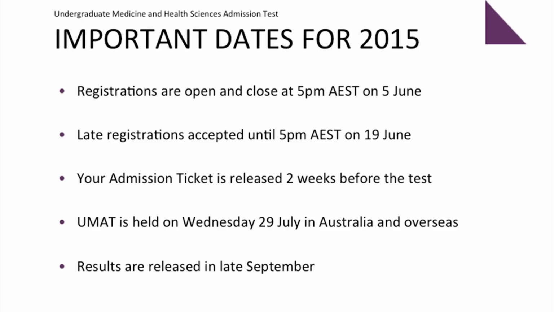And once it's all done, your results will get sent to you in late September. So it will be done in time for you to change any preferences if you have to with your application through the tertiary admission centre, so you don't have to worry about that. Your results will come on time.